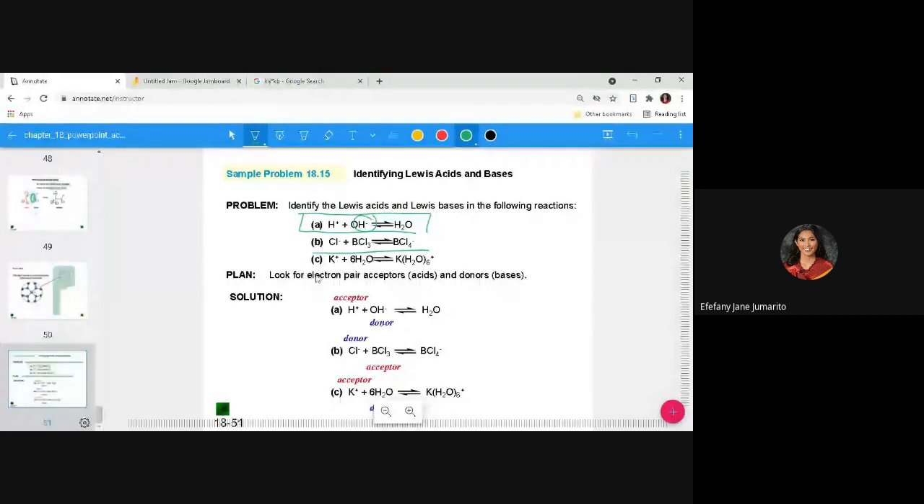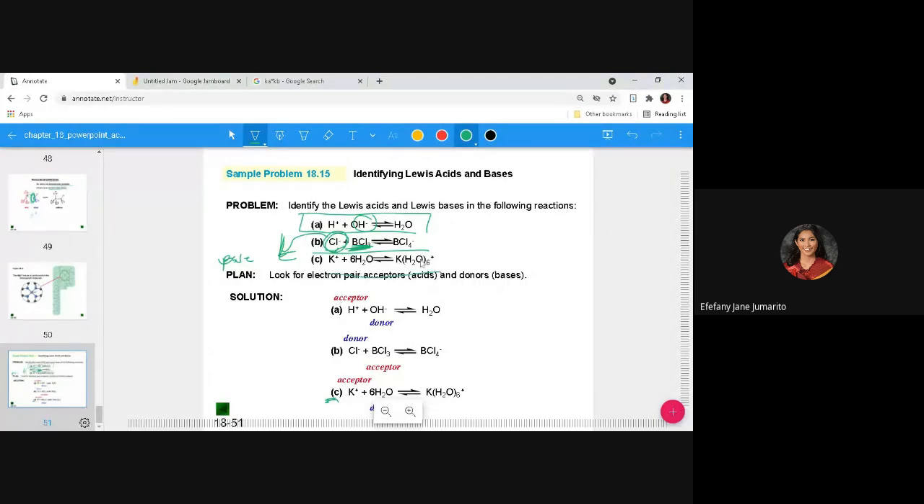Then letter B. The acceptor, the acid, ma'am, is BCl3. Okay, BCl3. And then the base, the electron pair donor, is Cl, your chloride ion. So that will be your base. Okay, you can conceptualize that. Then we have letter C.